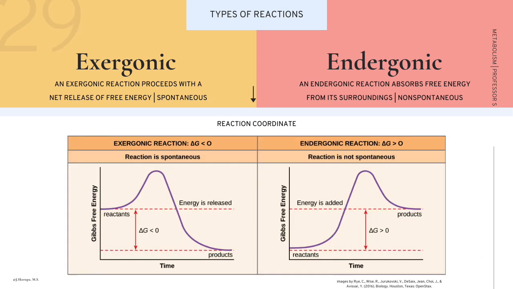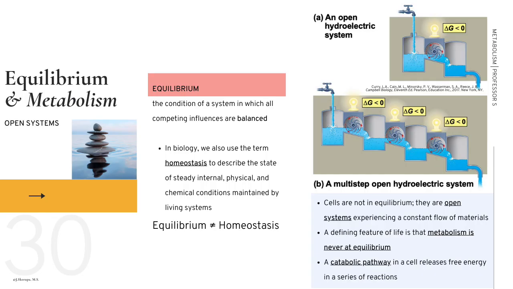Here's another type of graph that is showing the same reactions as the previous slide, but this is called a reaction coordinate, and you will see these types of graphs for chemical reactions such as enzymatic reactions. In the next video, we'll talk about enzymes and dissect these graphs in more detail. Understanding these two types of reactions is important to understanding equilibrium and metabolism.